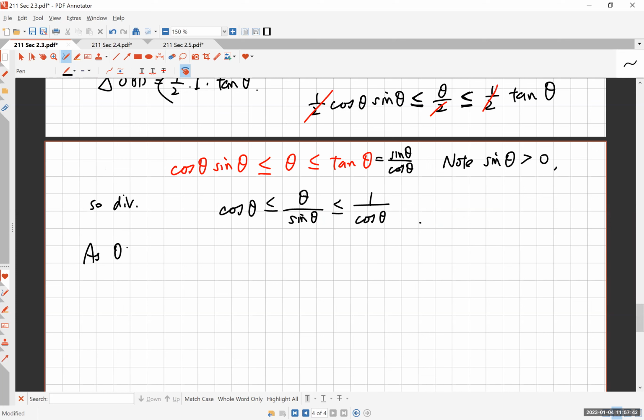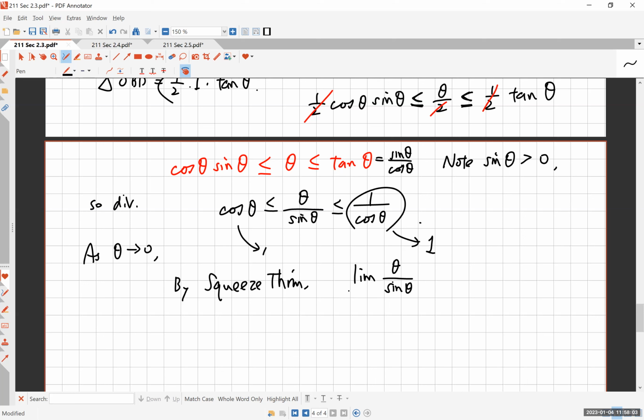As theta goes to 0, this goes to 1, and this goes to 1. And therefore, by the squeeze theorem, what's sandwiched between 1 and 1 is going to be 1. So the limit of theta over sine of theta is going to be 1. So this is a direct application of the squeeze theorem.